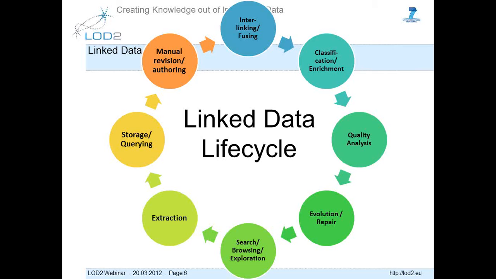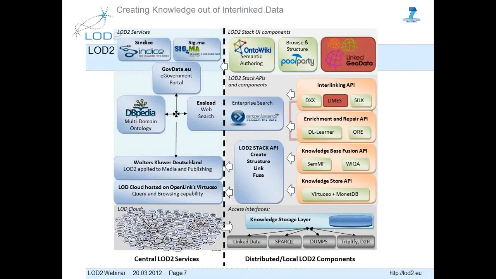Now LIMES is seated at the second step of the linked data lifecycle, which is interlinking and fusing. So LIMES is basically a link discovery framework. That can be clearly seen in this picture. This is the LOD2 architecture, and as you can see, we have LIMES seated in the interlinking API with other frameworks, and basically that is the API that you would call when you use the LOD2 stack to interlink your data with existing data sets.